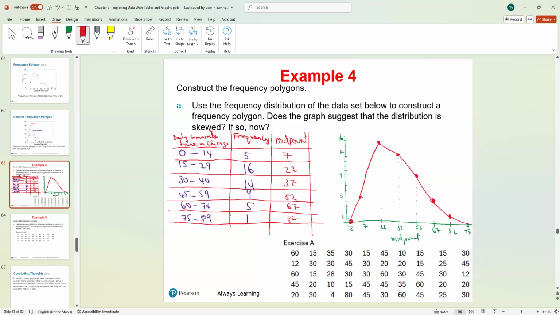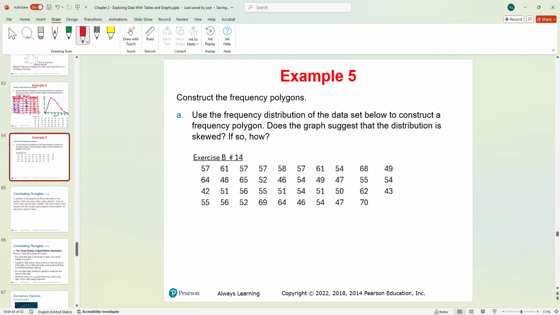For the polygon, the most important thing is the midpoint. For the midpoint, you add up the lower and upper class limit of each class and divide by 2. All right, so that's exactly in the middle. So that's how you need to proceed to construct a polygon. I leave the last of the other exercises for you. I hope you enjoy it.